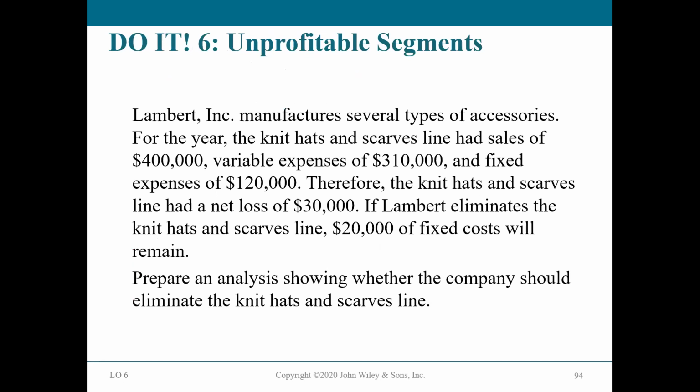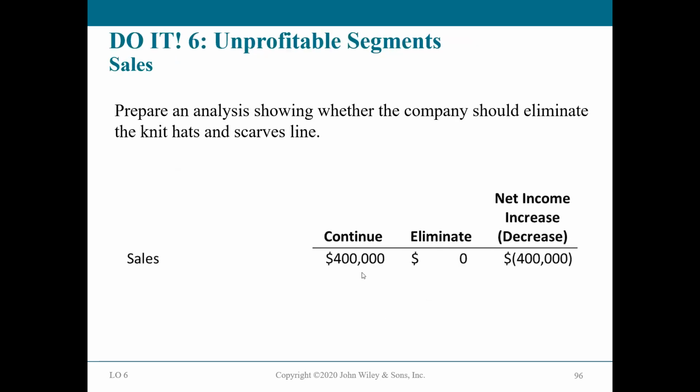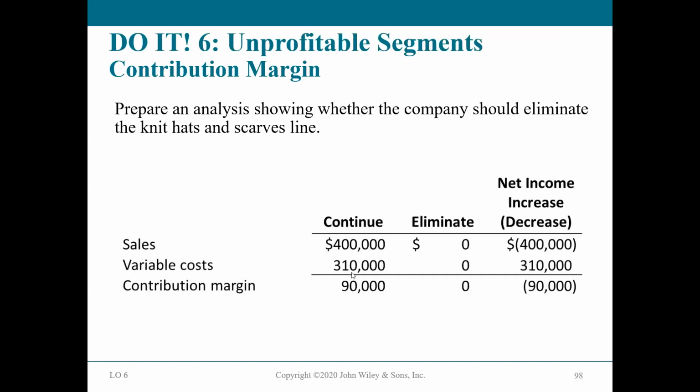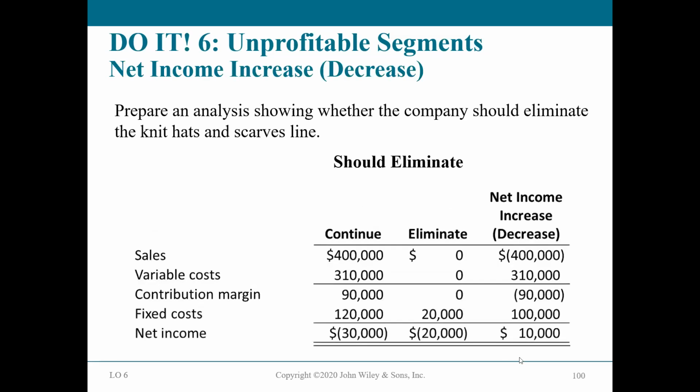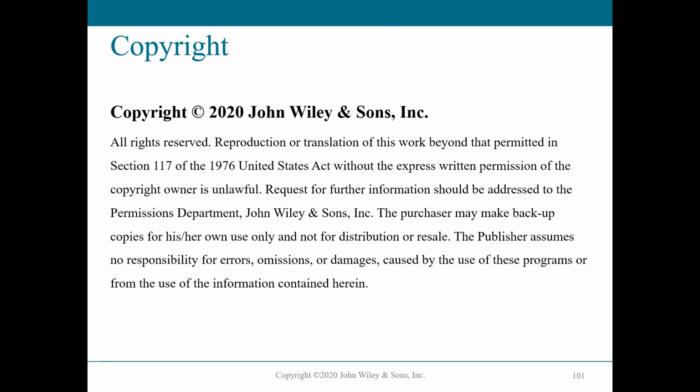A little example before we wrap up. Lambert manufactures several types of accessories. We have sales of 400, variable of 310, fixed of 120. And we had a net loss of 30. And we think that 20,000 of fixed costs will remain if we eliminate the knit hats and scarves line. So if we continue, we'll have sales, variable costs, and fixed costs. But if we eliminate it, we'll save some. So our net income would increase by $10,000. So we should eliminate the line. And that's the chapter. Take care.